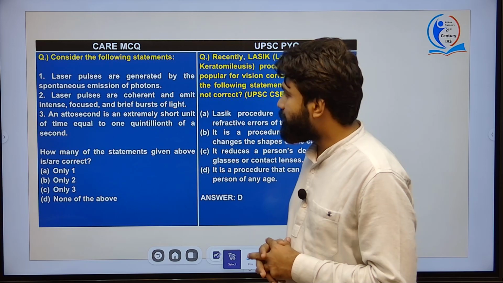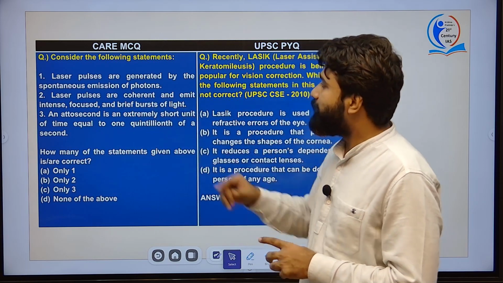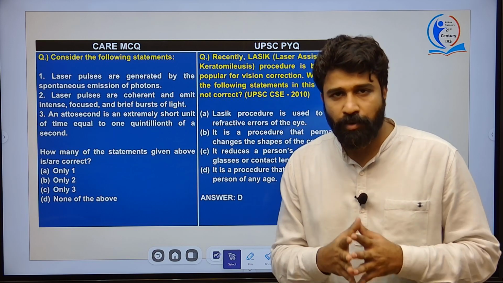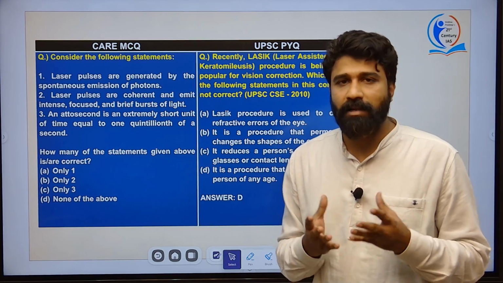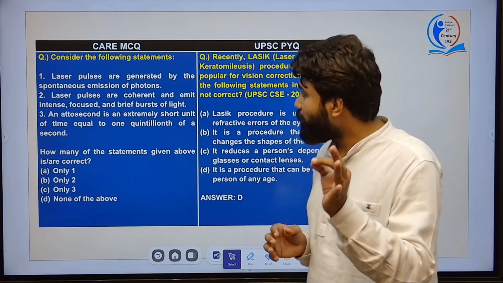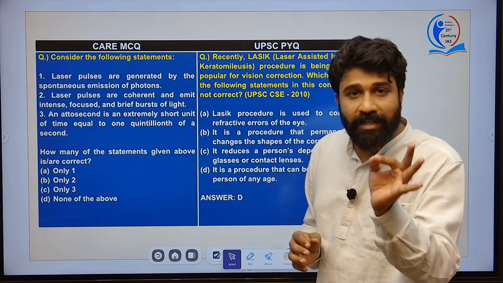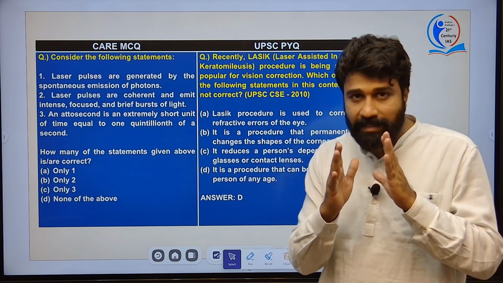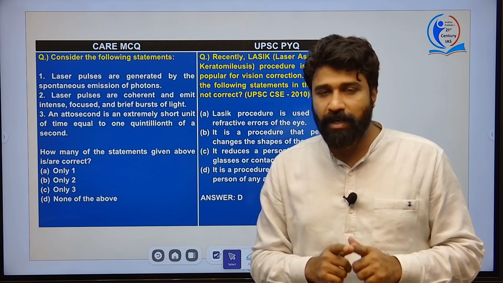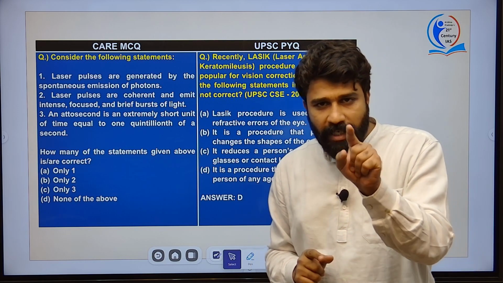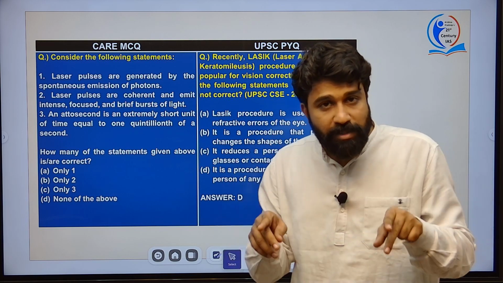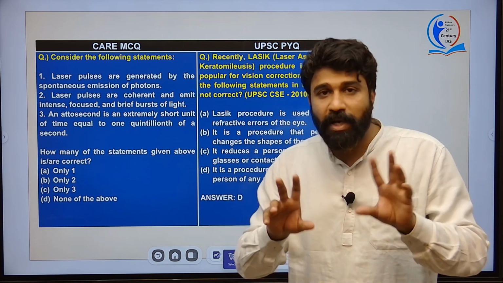Next, consider the following statements: laser pulses are generated by the spontaneous emission of photons. Actually, please remember one thing: in your childhood you might have studied that laser is light amplification by stimulated emission of radiation, right. So it is not spontaneous emission of photons, it is stimulated emission of photons. Laser is very sharp, coherent and produces a monochromatic beam of light, and it can pass through any kind of substance in the electromagnetic spectrum, not only visible rays but also other rays.